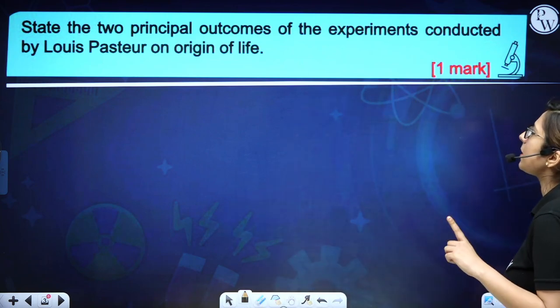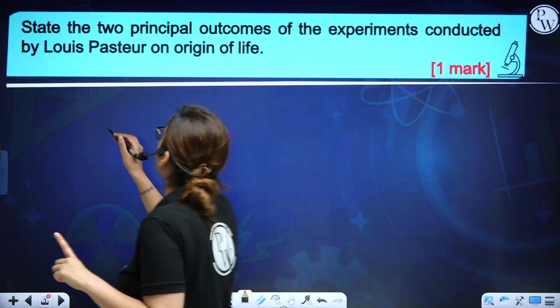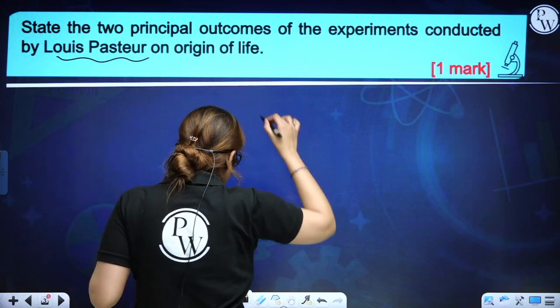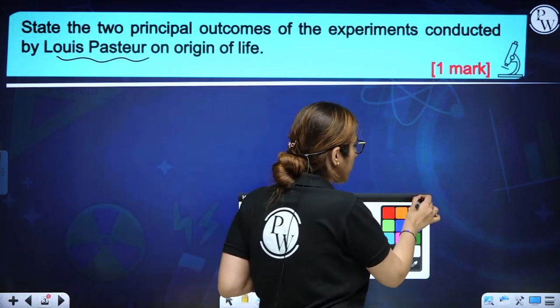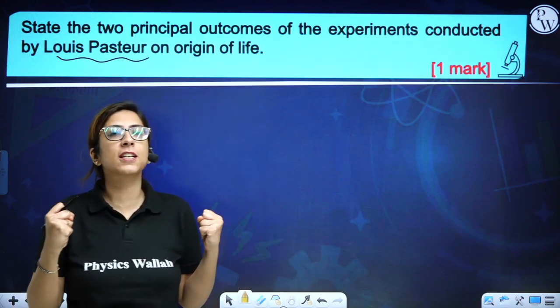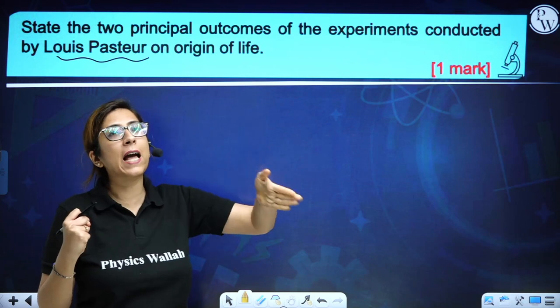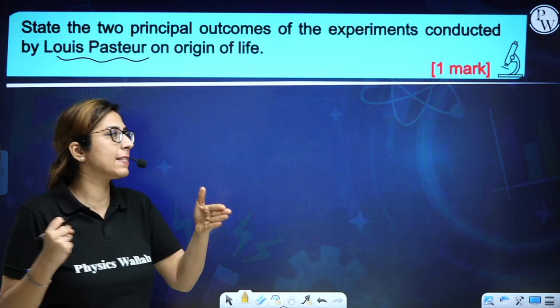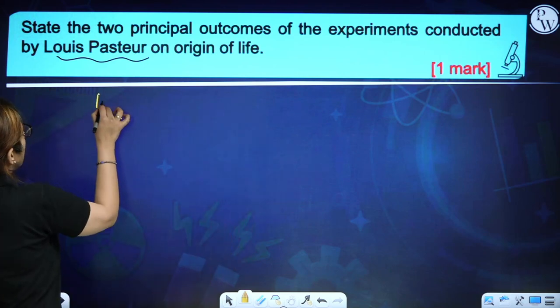The first question, which was 1 mark in this paper, was: state the 2 principal outcomes of the experiments conducted by Louis Pasteur on the origin of life. You all know about the experiment conducted by Louis Pasteur, yes or no? Hope my students know about it. So what did he say?